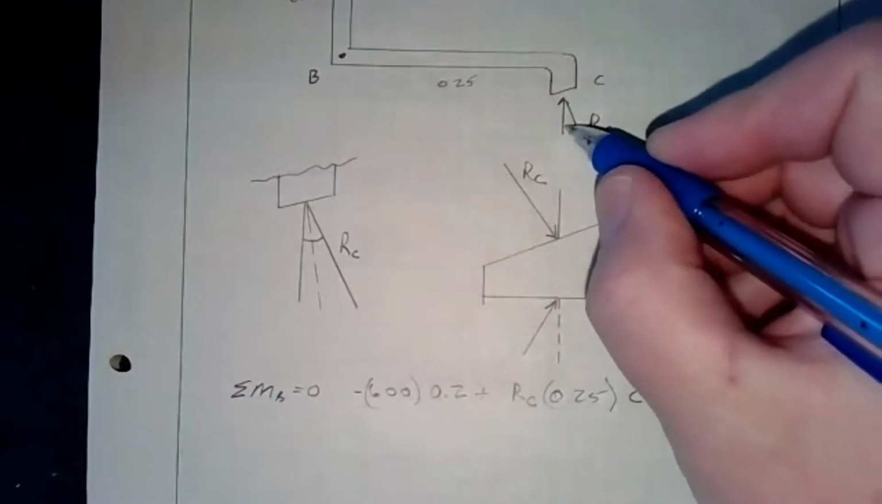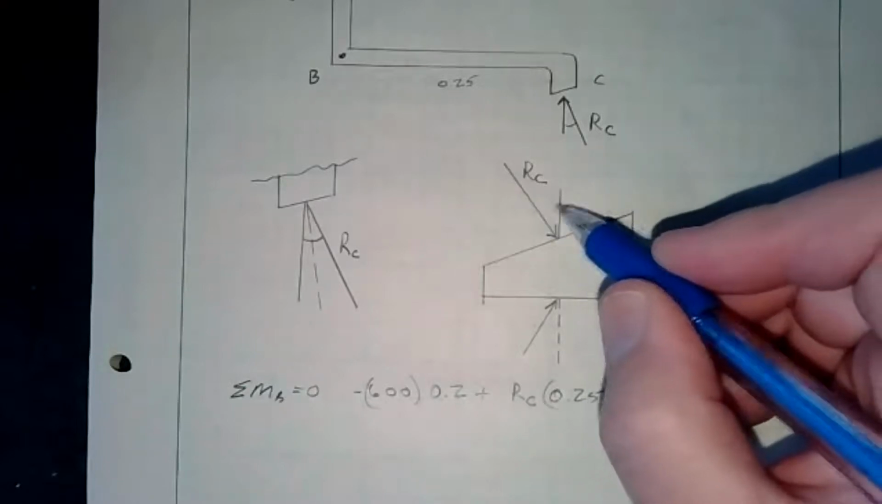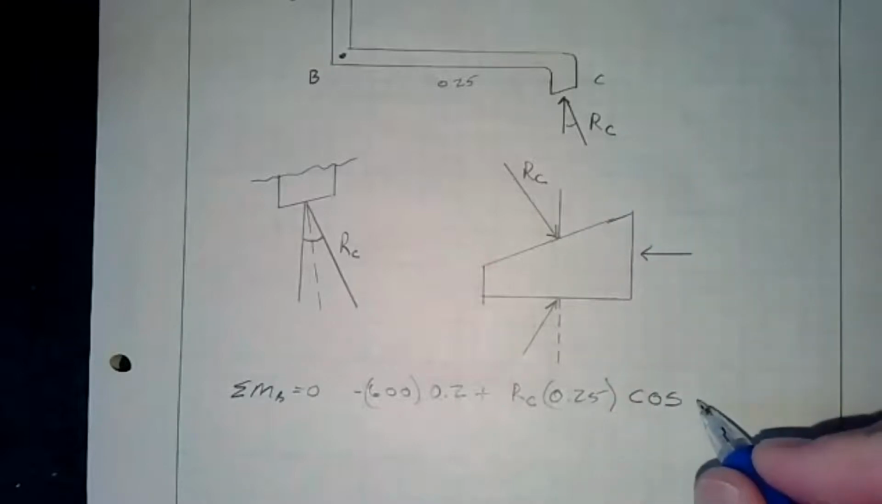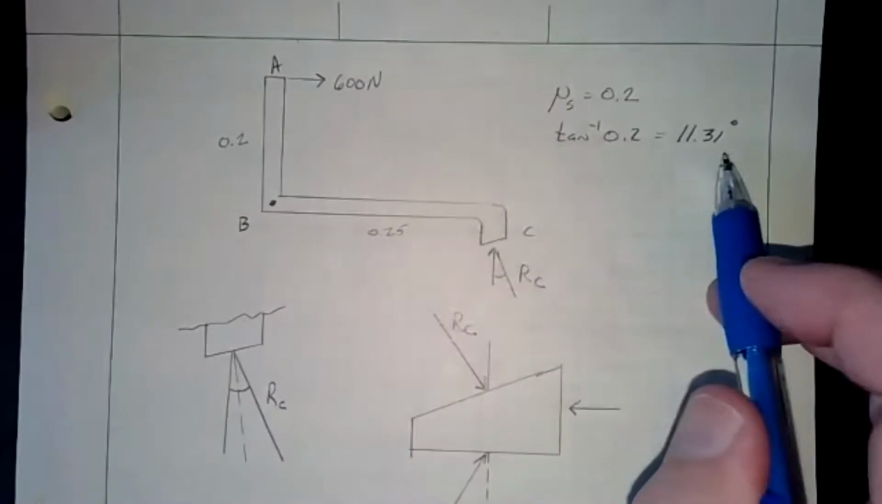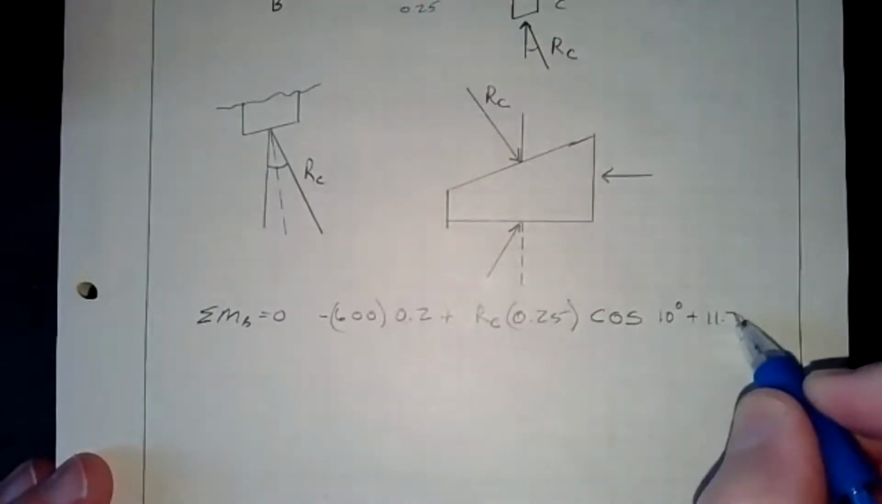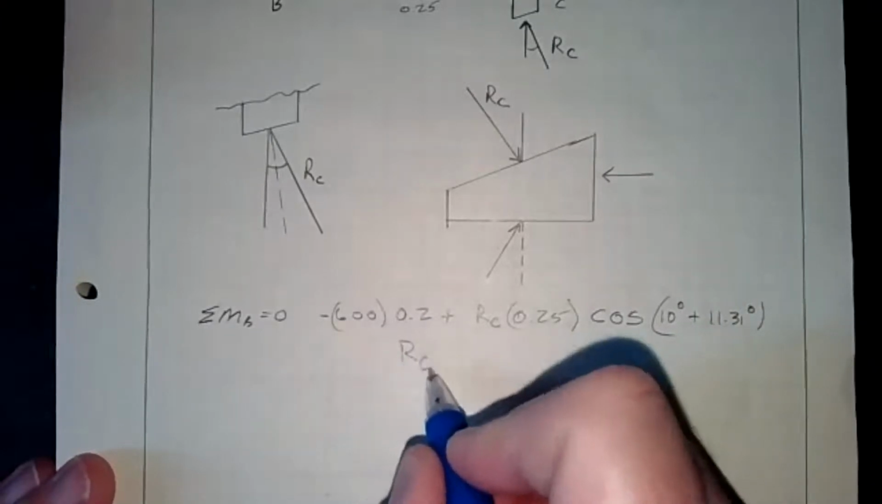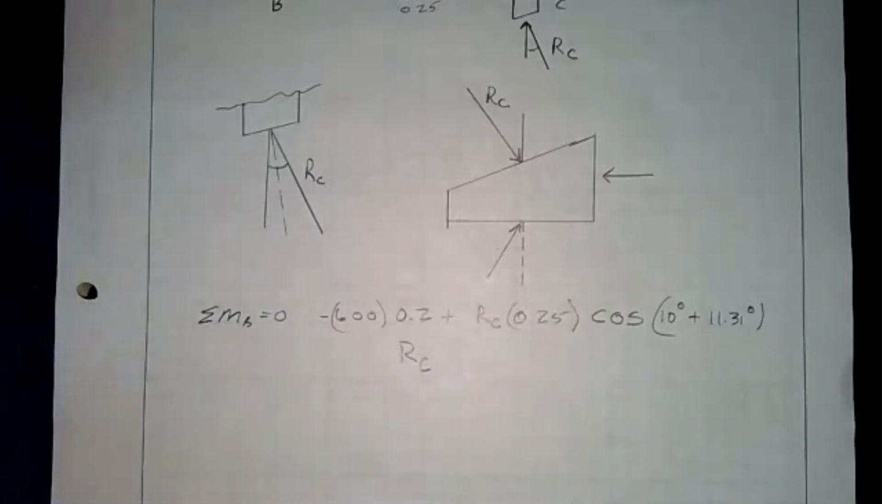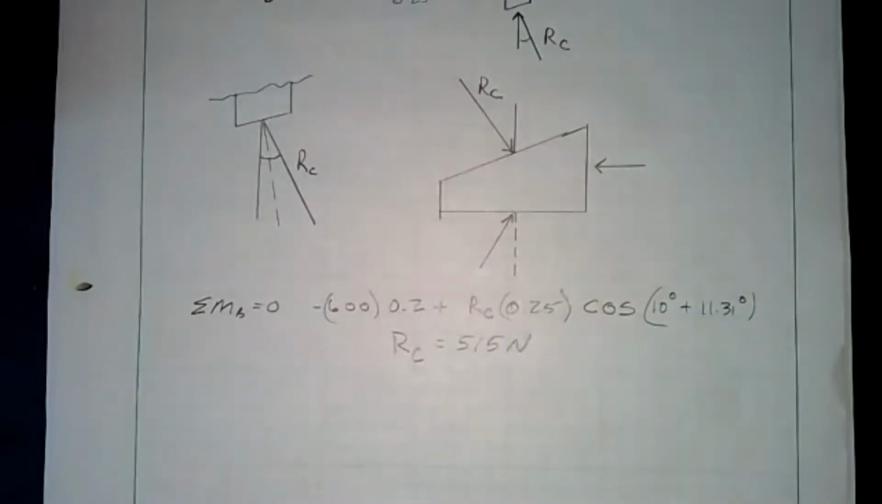So if we think about this angle here, it's the same as this angle here, right? So it's going to be the cosine of 10 degrees, because that's your wedge, plus, remember that this is 0.2, 11.31, so 11.31 degrees. Okay, so if we solve for that, we get RC equal to a value of 515 newtons. So hopefully you understand that.